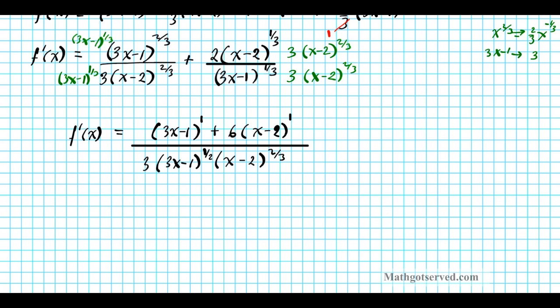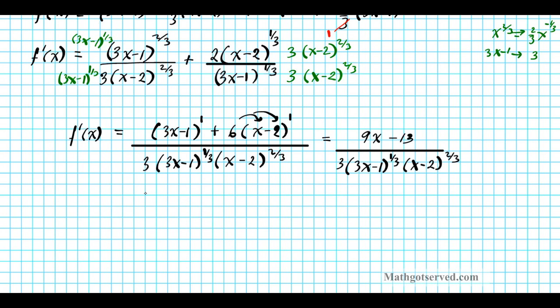Okay, let's go ahead and simplify it a little bit more. So in the numerator, we have 3x, and then we can distribute the 6 to these two values in the parentheses. 3x plus 6x is 9x, and then we have minus 1 minus 12, which is negative 13. All right, so there goes your numerator divided by the denominator, which is 3 times 3x minus 1 to the 1/3, not 1/2, times x minus 2 to the 2/3.